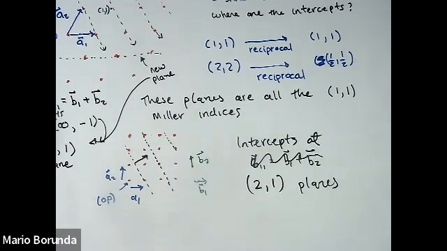So the 1, 0, 0 would be in the x direction. 0, 1, 0 would be in the y direction, right? This plane. And you just keep going like that and building the planes.